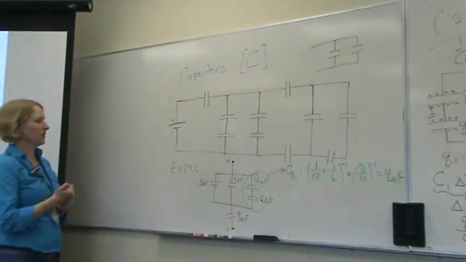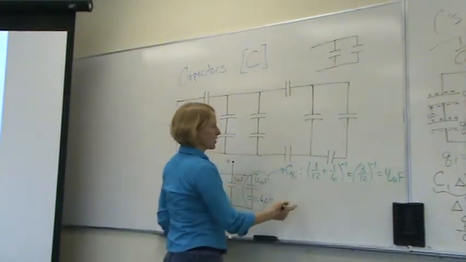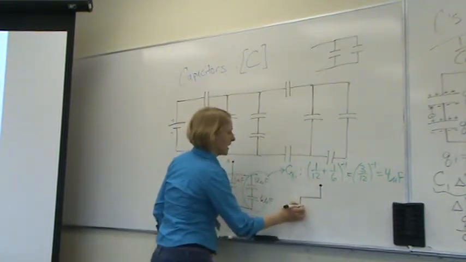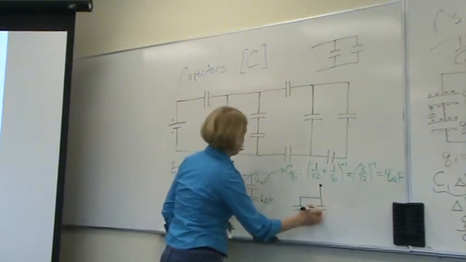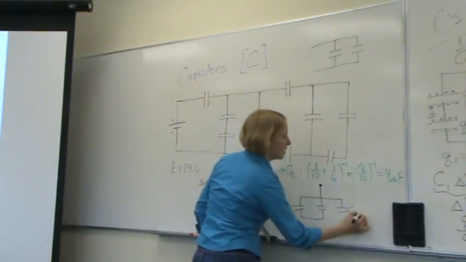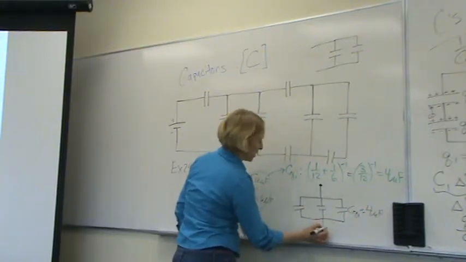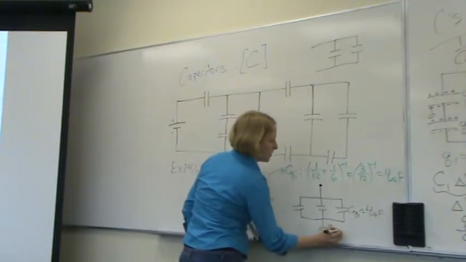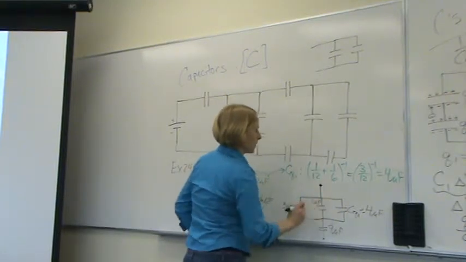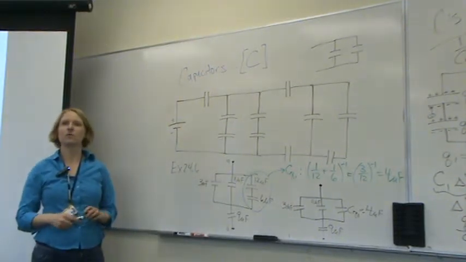What I like to do is then redraw this circuit simplified. So now I have the 3 still, the 11 still, and then this equivalent capacitor CEQ1 on this right-hand side, which has 4 microfarads. And then this one at the bottom, which is 9 microfarads. So now you see that 3, 11, and 4 are in parallel.